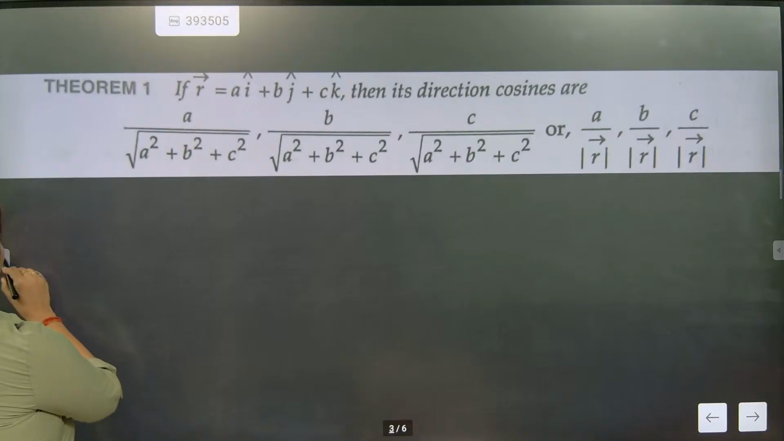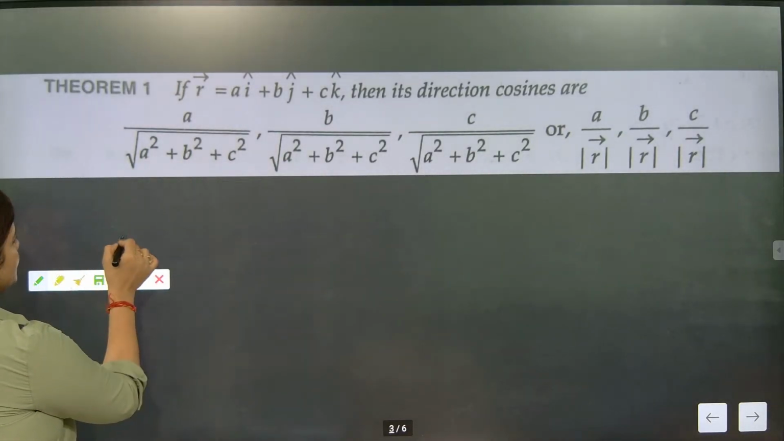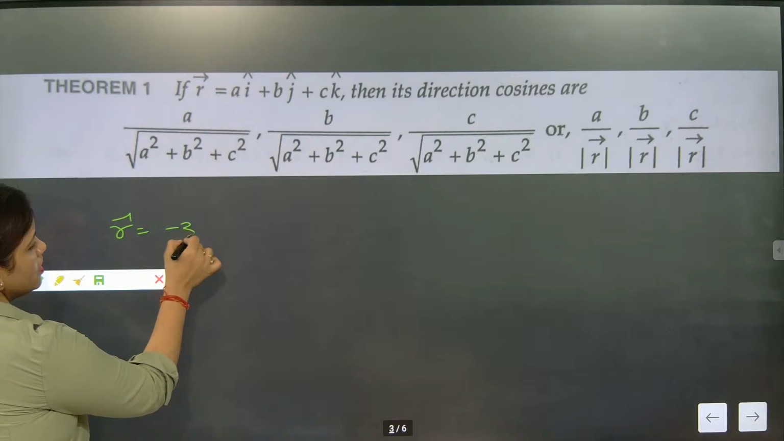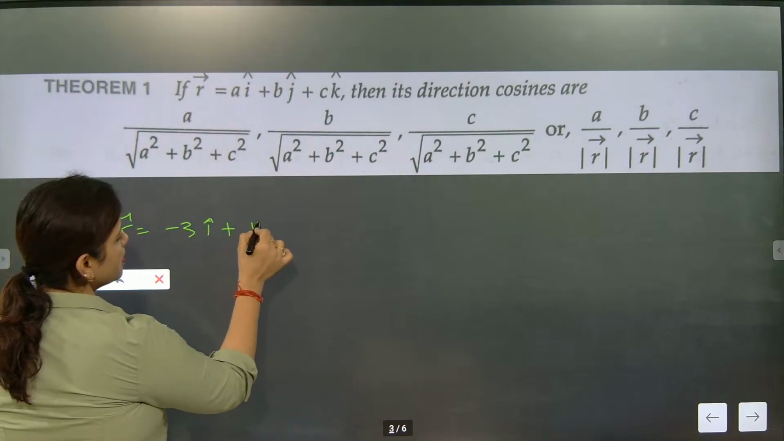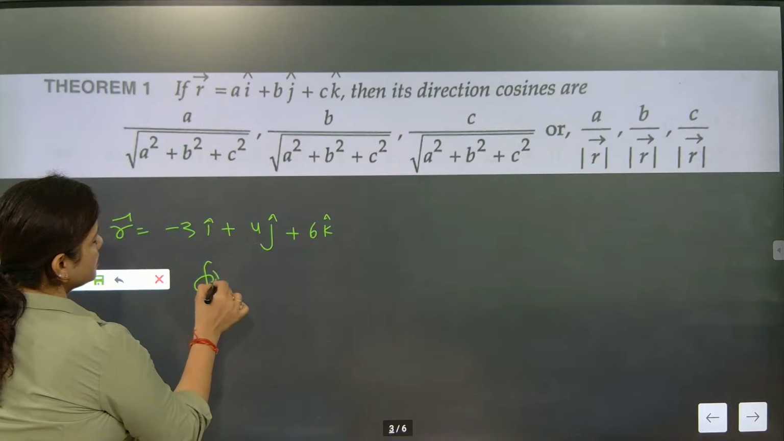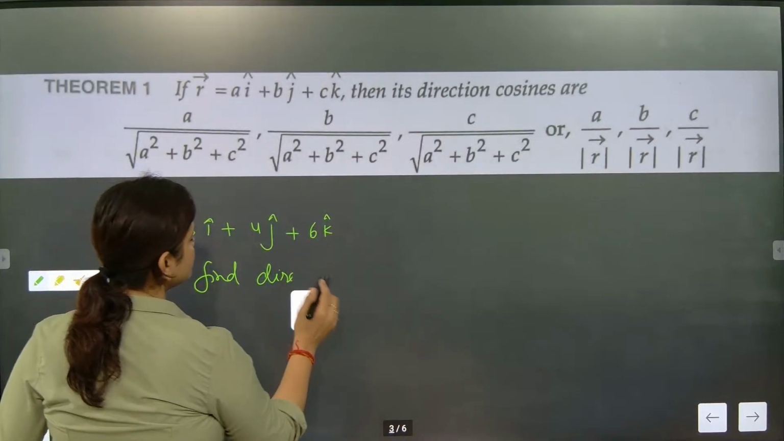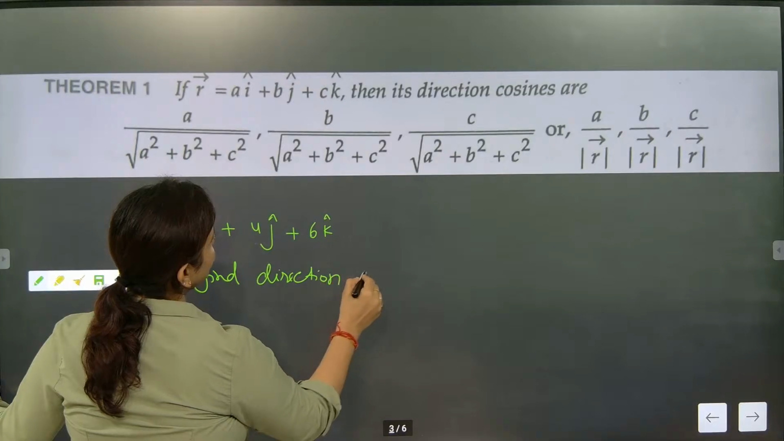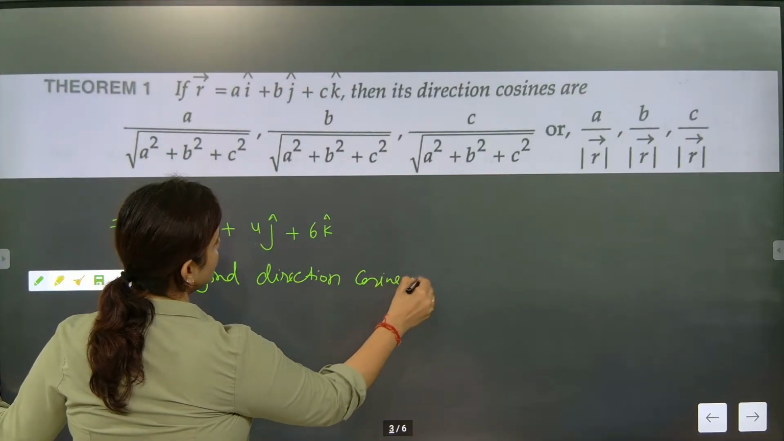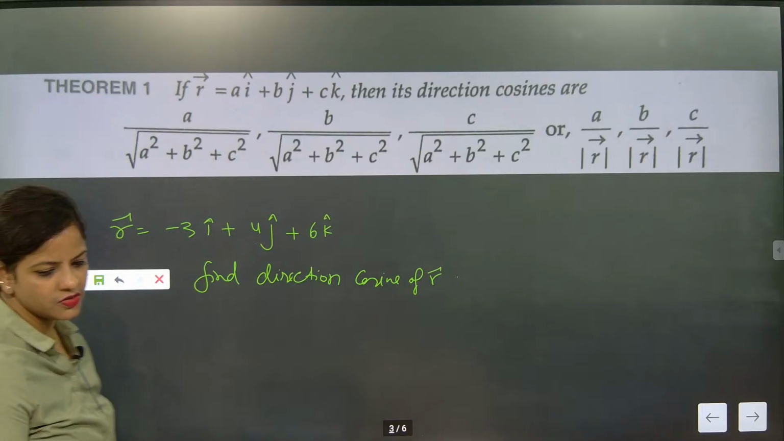Come on, start solving here. If you know and understood till here, then we can solve. Now R vector is equal to minus 3i plus 4j plus 6k vector. Find the direction cosines of the R vector. Come on, go for it. Nothing you have to do. Big work is not there.